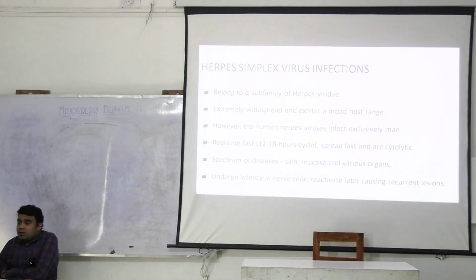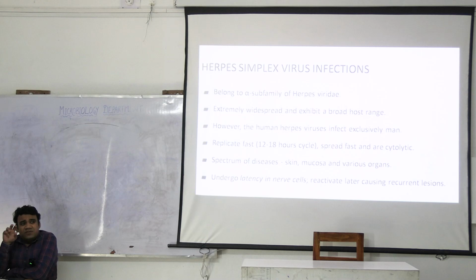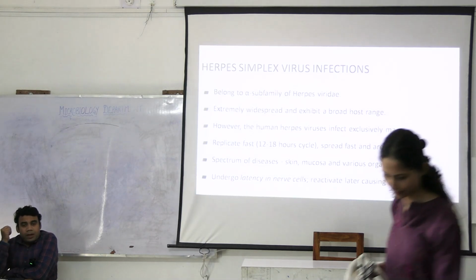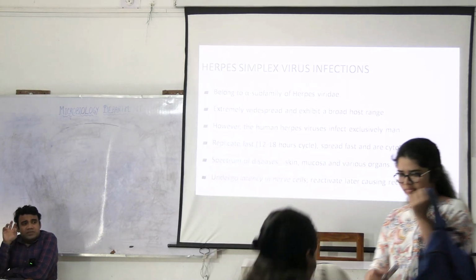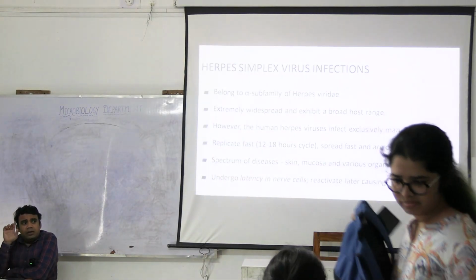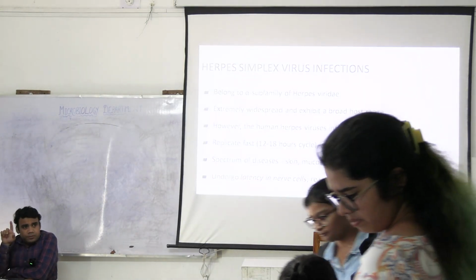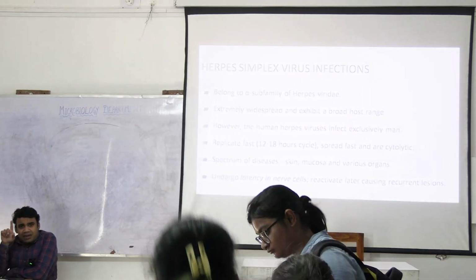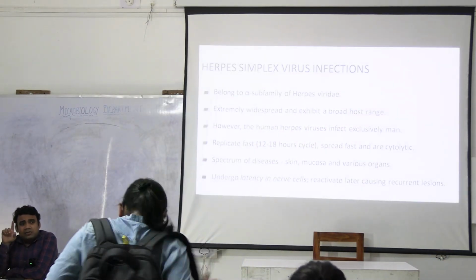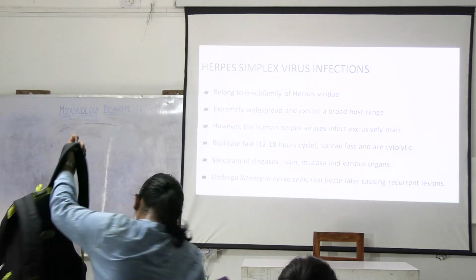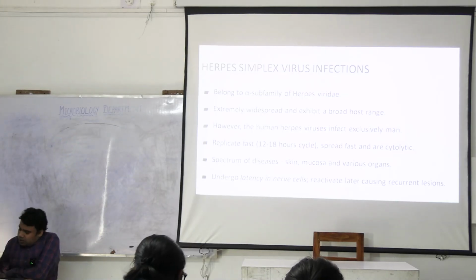Both the viruses can reactivate and they undergo latency in the nerve cells. Hence, on reactivation, they will affect a specific dermatome on the body. What is a dermatome? Dermatome is a specific part of the skin which is supplied by a particular nerve. Okay, so if that nerve or the ganglion of that nerve is affected, the lesions will appear in that particular area of the skin.